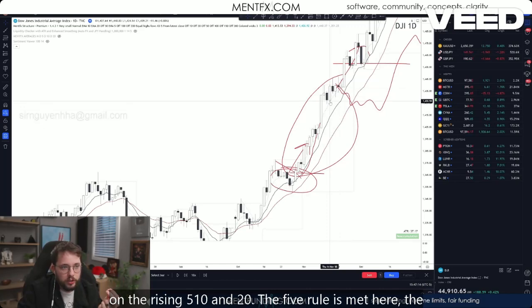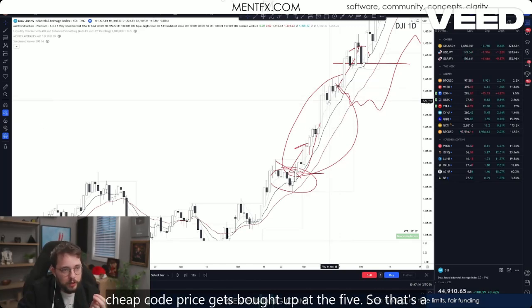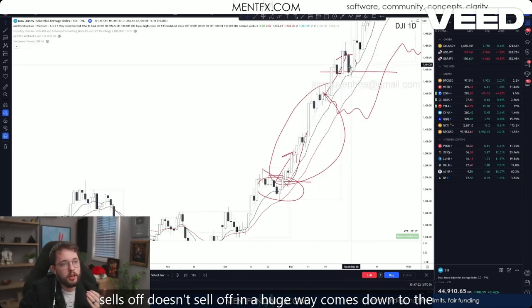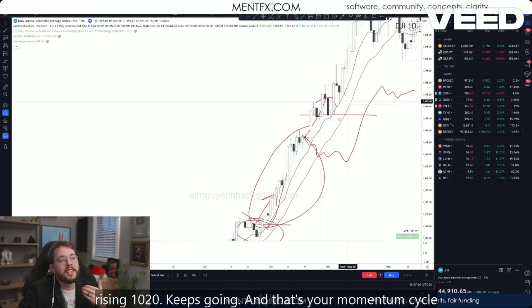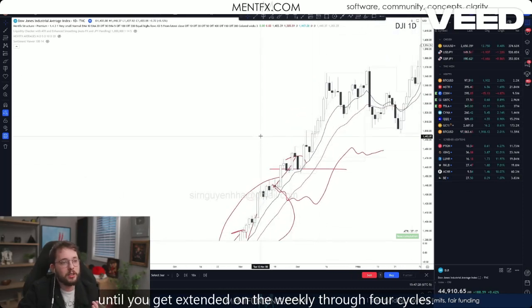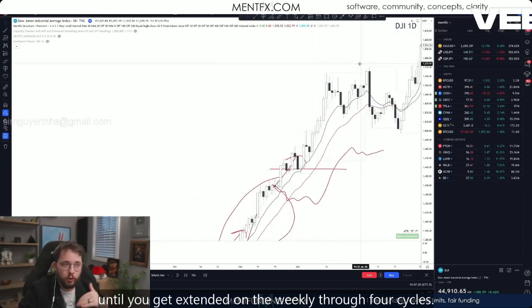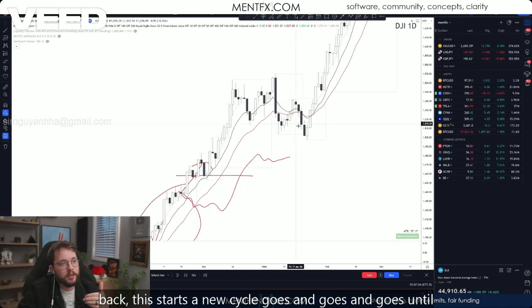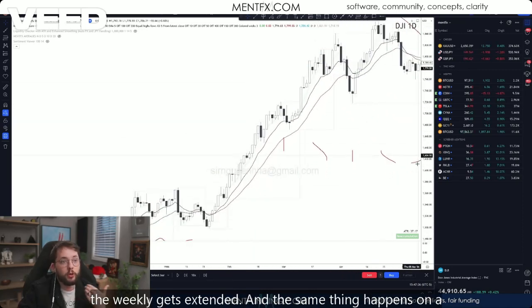The 5 rule is met here, the cheat code. Price gets bought up at the 5. So that's a rising 10/20 play. You start getting in, price goes. Price sells off, doesn't sell off in a huge way, comes down to the rising 10, 20, keeps going. And that's your momentum cycle until you get extended on the weekly through 4 cycles. You wait for the reset as it did here. The weekly pulls back. This starts a new cycle, goes and goes and goes until the weekly gets extended.